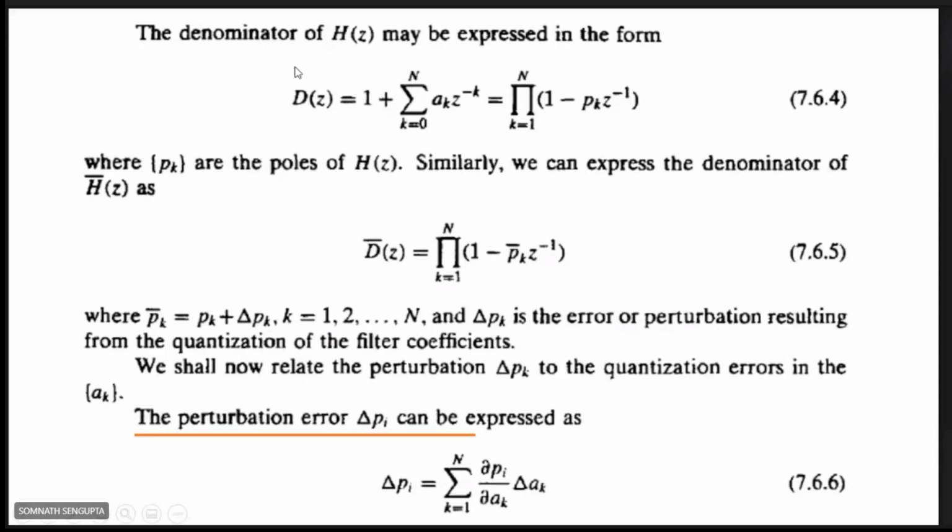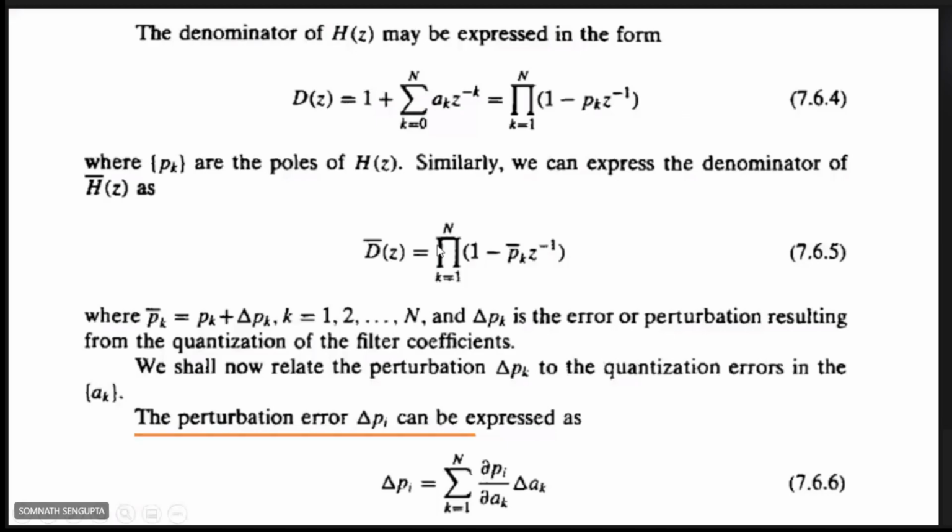Now here we represent the denominator of A(z), that is the original transfer function, which is given by this. So it represents the pole product, that is 1 minus P1 z inverse into 1 minus P2 z inverse into 1 minus P3 z inverse. There are different poles of that system.